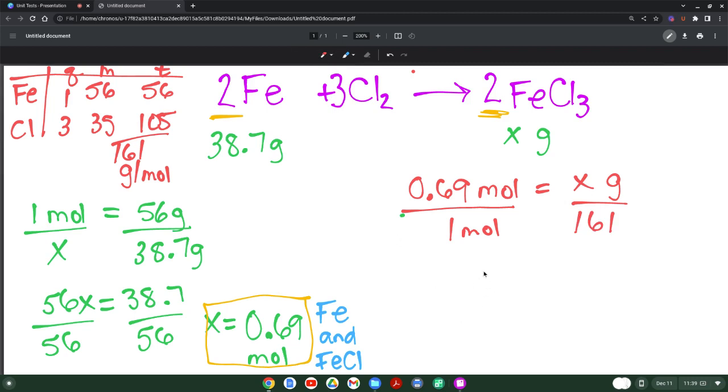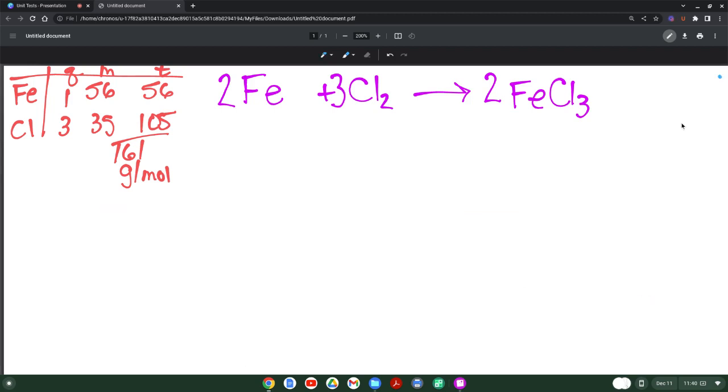Crisscross to multiply. 1x is just x. I'm going to take that 161 and multiply it by 0.69, giving me 111.09 grams. All right, the next question asks, how many grams of chlorine are needed to form 59.7 grams of product?